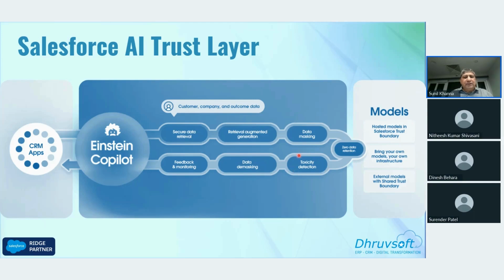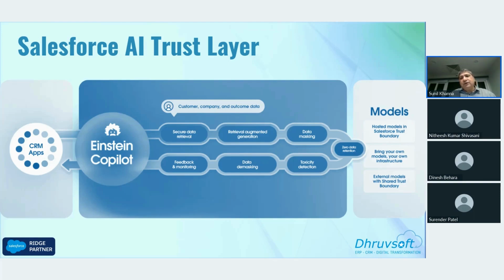And in the response there are also features that detect if there is any kind of toxicity in that response. If there is, it rejects that data, and then finally it does the demasking and gives it back to the application. So this is how the data is securely treated, this AI trust layer that Salesforce has. On the model side, you can use the Salesforce provided model, or you can bring your own model, in case you have your own infrastructure, or you can use some external models along with this. So this is the overview of the AI trust layer that Salesforce has.